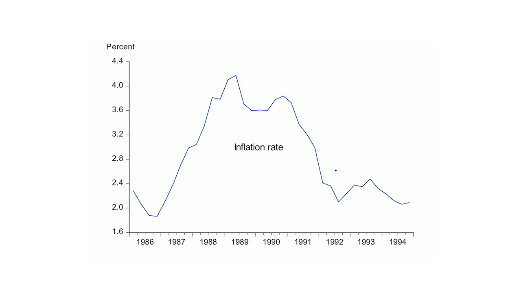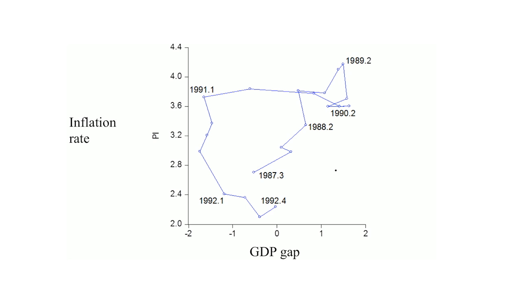And according to the AD-IA model, those things are related, the inflation movement and the up and down in real GDP. And the relationship can be symbolized and represented in a diagram where we put one of the variables on the horizontal axis, the GDP gap, that percentage difference between real GDP and potential GDP, and on the vertical axis, the inflation rate. And then we plot the points corresponding to each of the quarterly observations between 1987 and 1992.